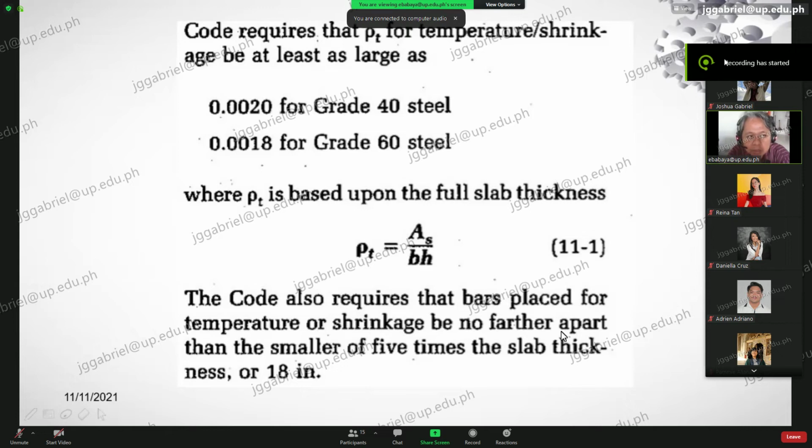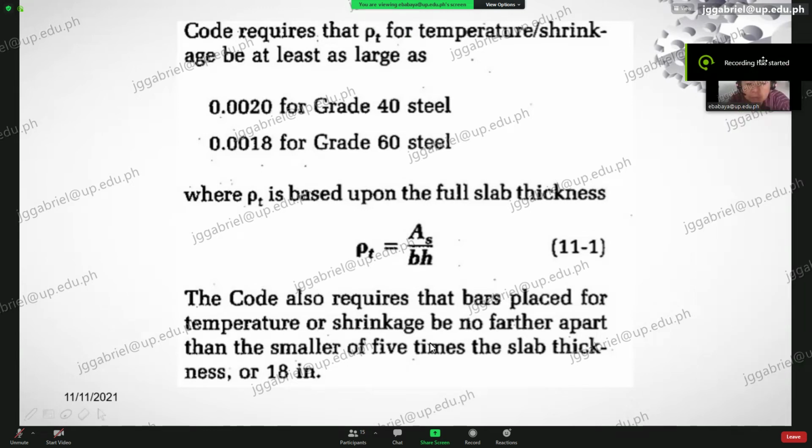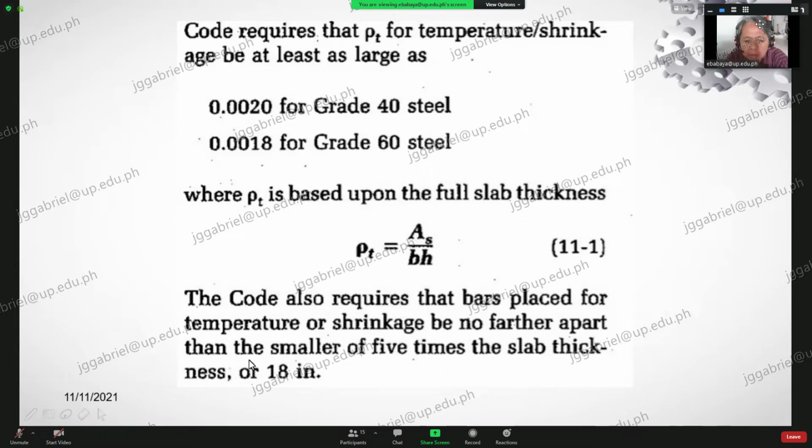Requires that bars placed for temperature or shrinkage be no farther apart than the smaller of 5 times the slab thickness, so 5H or 18 inches. So we're repeating that now. But this is the important formula for this slide.